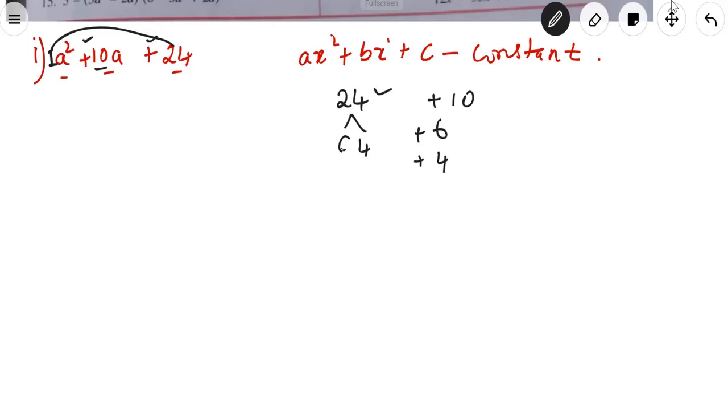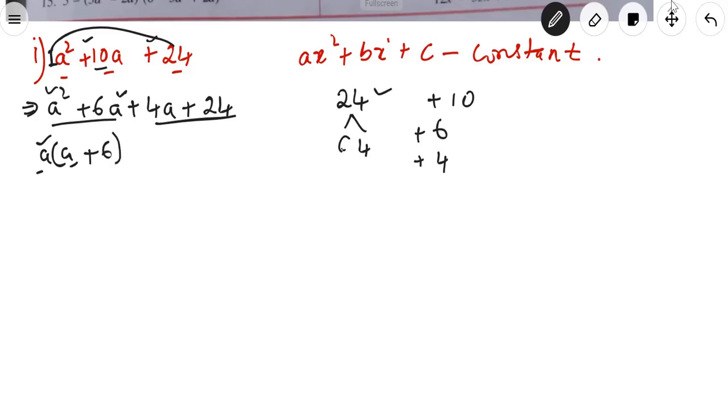So I'll rewrite this equation: a square plus 6a plus 4a plus 24. Next step, we have to group these two, and group these two. What is common here? A square means a into a, so a is common. If I take a out, what will be left? a into a is a square, plus, this a already taken out, so 6 is left. So a into a plus 6.